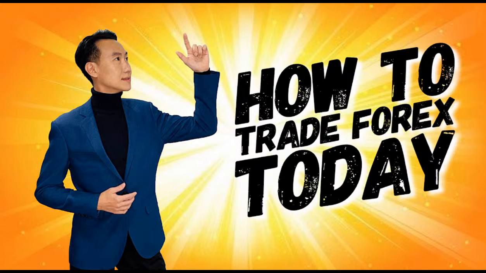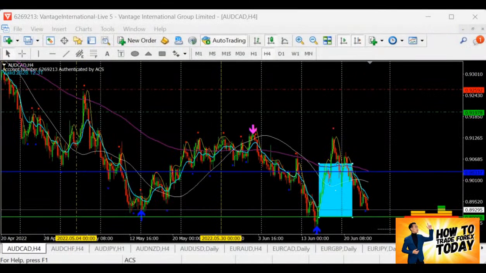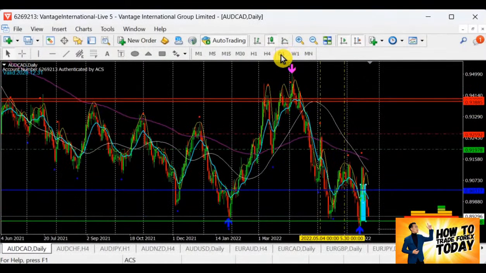Shall we have the MT4 please? Thank you so much. Starting off with AUDCAD over here. Guys, are you ready? AUDCAD, as we can see right now, after the bear, after the retest, it is coming back for retesting once again.